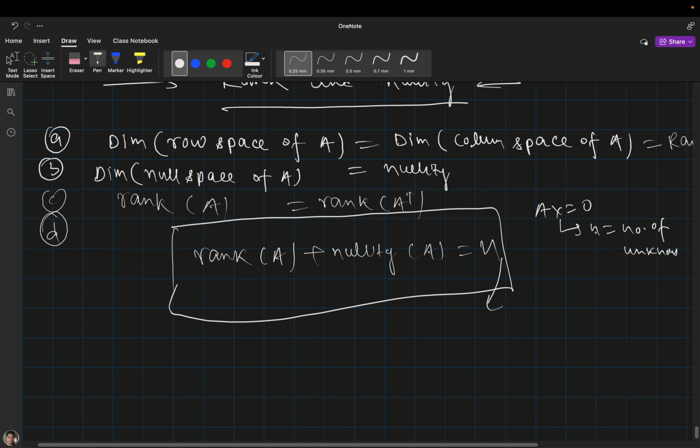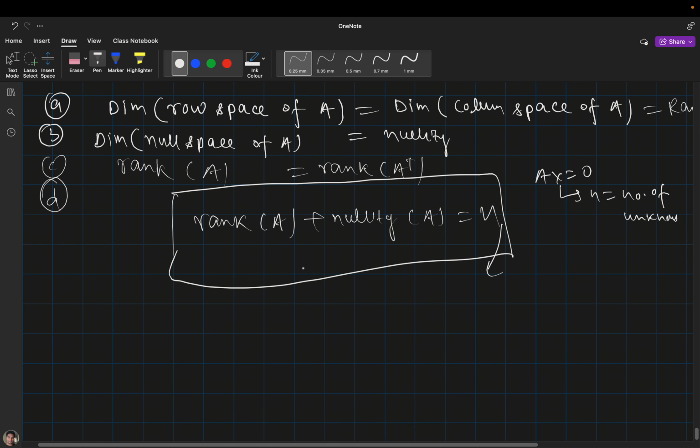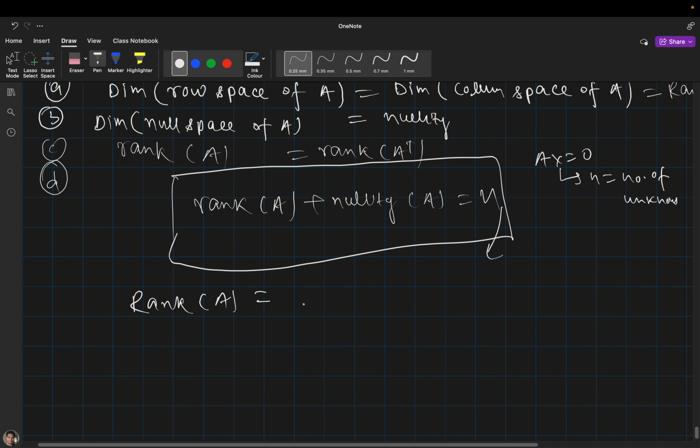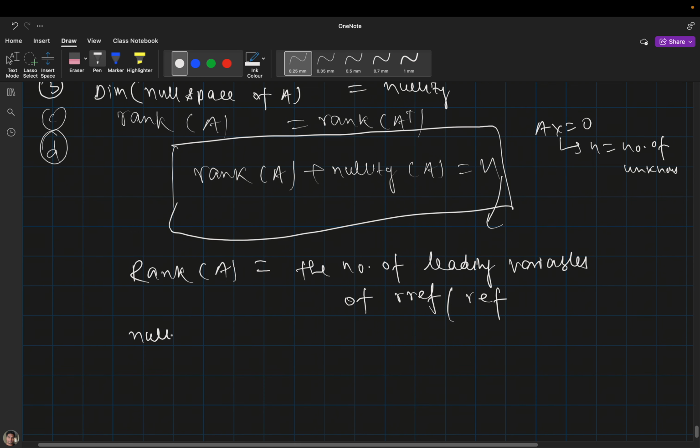That was the number of unknowns, right? So you can see that the nullity of A is exactly equal to n minus rank of A. And if you are remembering, we already talked about that rank of A is exactly equal to the number of leading variables of row reduced echelon form or row echelon form, which means that the nullity is nothing but the number of free variables. Are you recalling it?